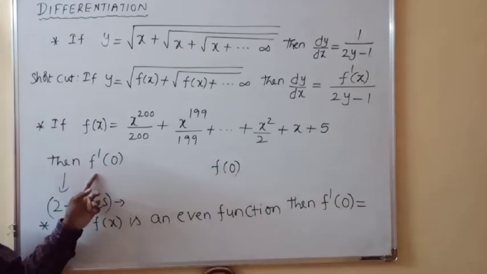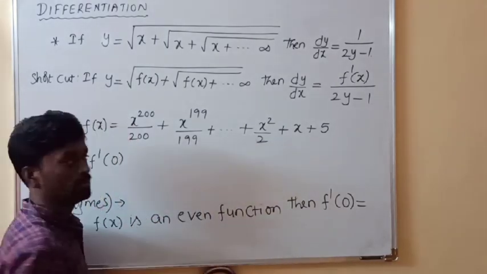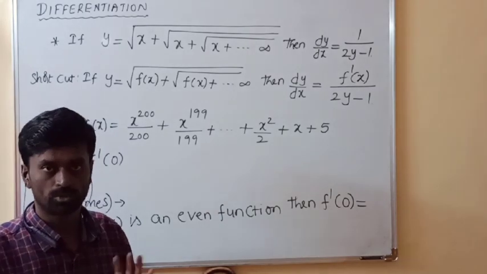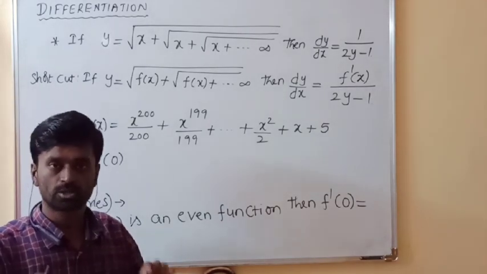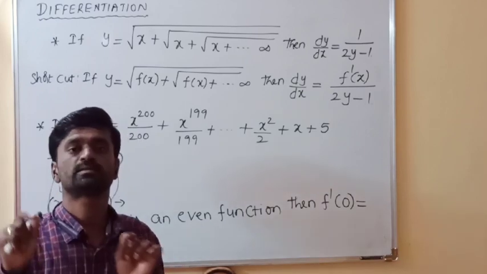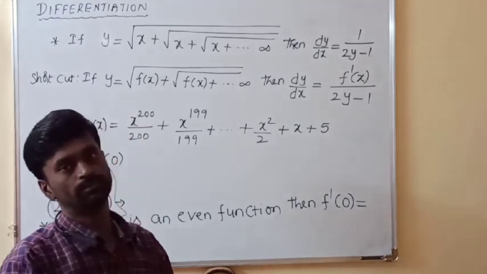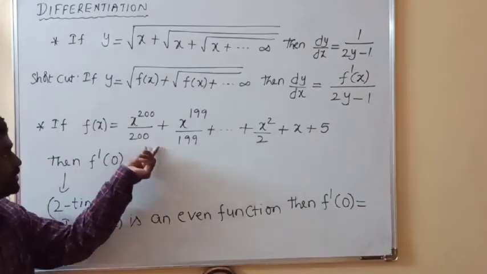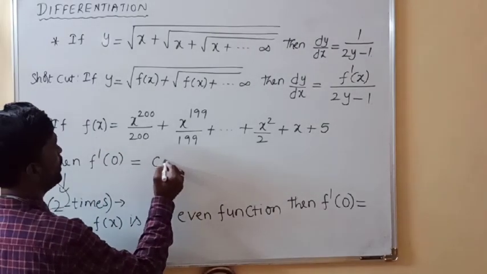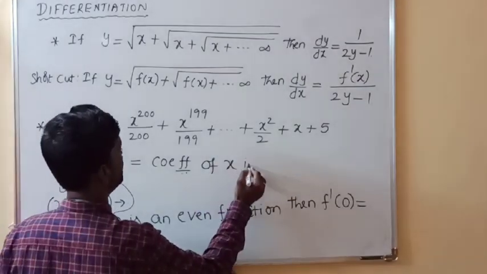But what they are asking? f dash of 0. Some people write f dash 0 means d by dx of f of 0. That is wrong. f dash of 0 means the derivative of f of x with respect to x at x is equal to 0. That means first you have to find f dash x and put x is equal to 0. So if f of x is a polynomial function, then f dash of 0 is nothing but the coefficient of x in f of x.